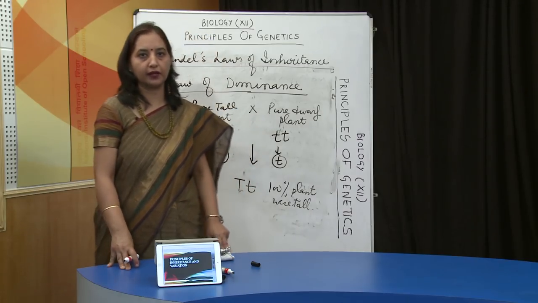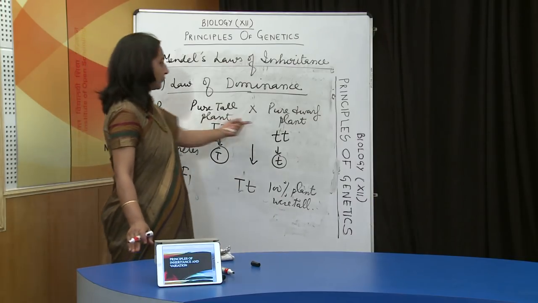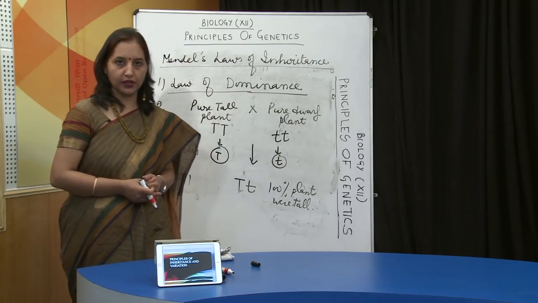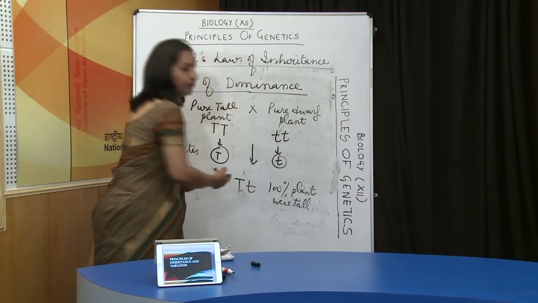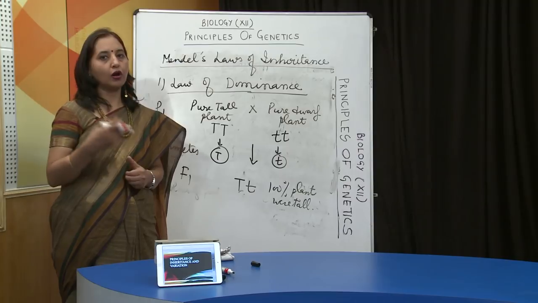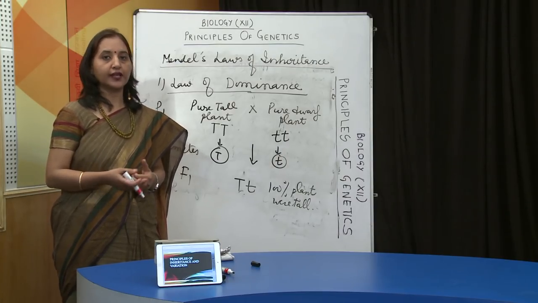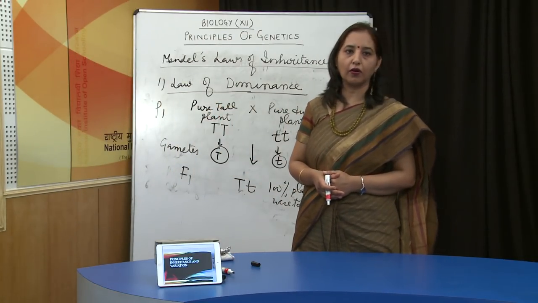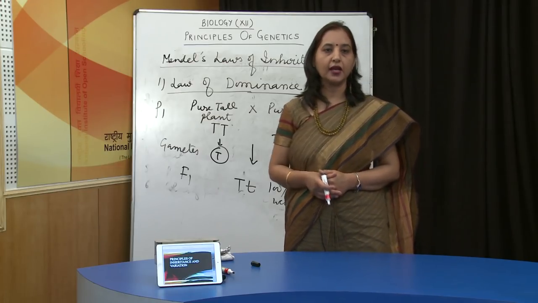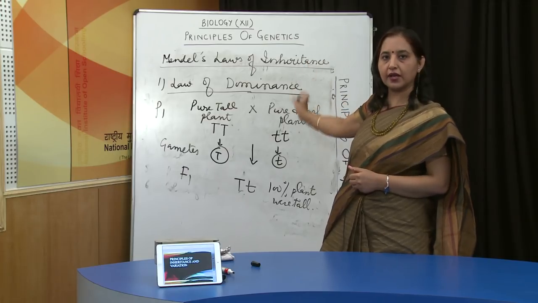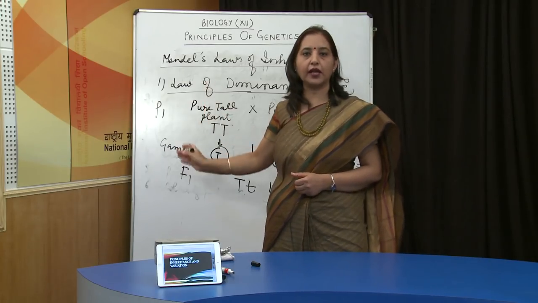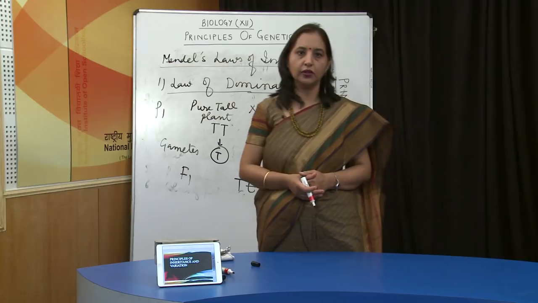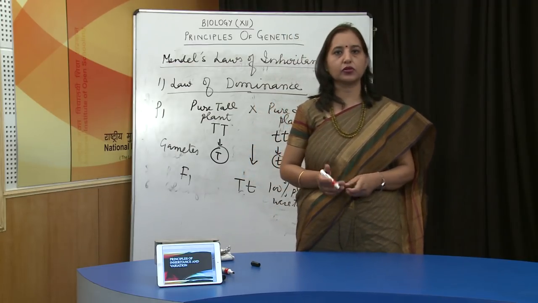We can define it in this manner. Out of two contrasting pairs of characters, only one appears in the first generation, and that is said to be dominating. The other one, which does not show in the first generation or which remains hidden or whose effect is masked or covered, which is not expressed, is called the recessive trait. This is about the first law of inheritance, the law of dominance. We can take any example out of the seven traits which were shown earlier, and only one trait has to be shown in the first generation, because Mendel found only one trait in the first generation, and that was called dominating. The other one was called recessive.